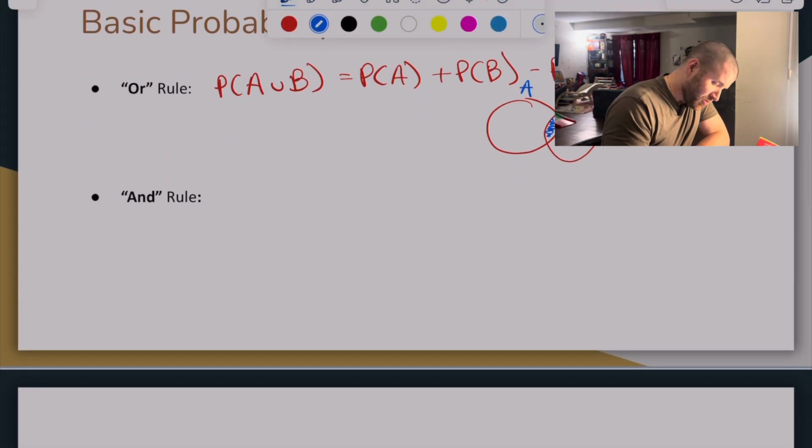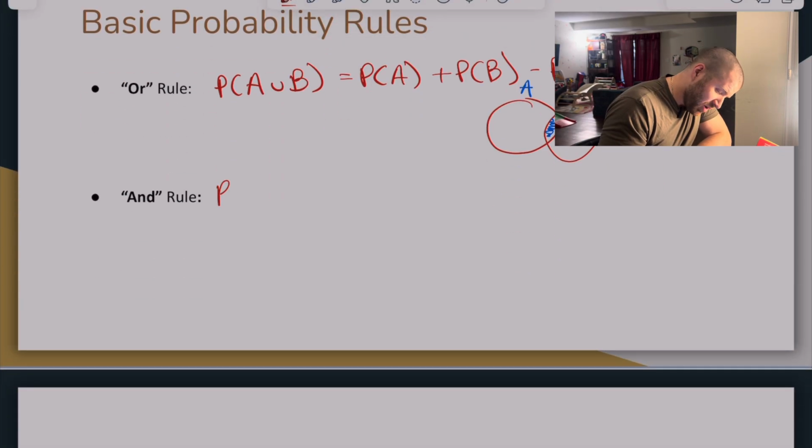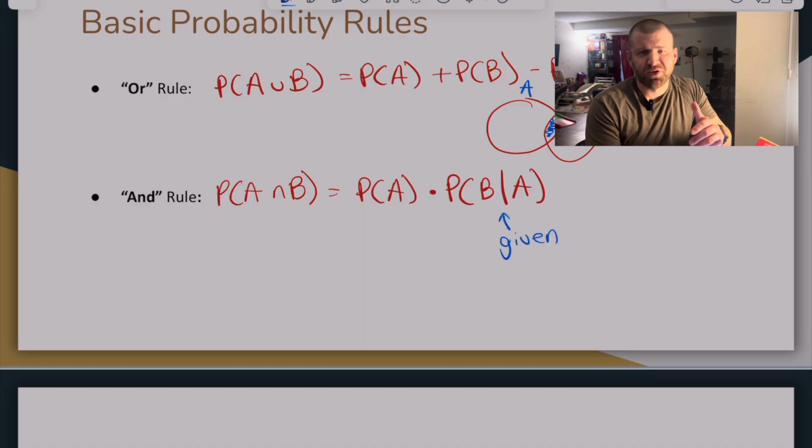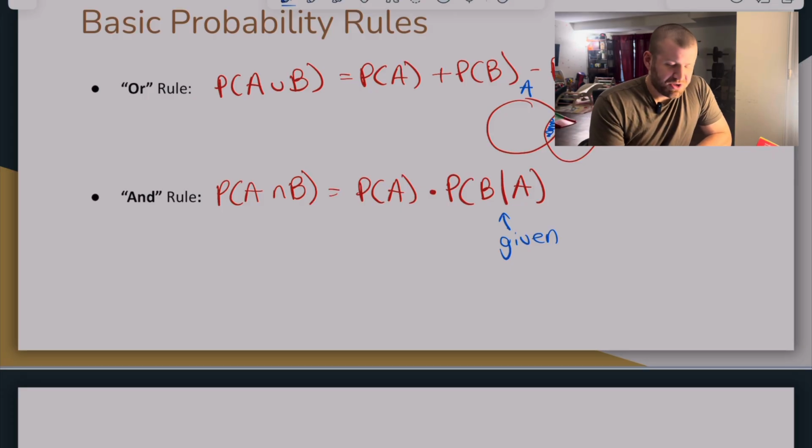Now, the AND rule for probability is the probability of A and B equals the probability of A times the probability of B given A. This vertical bar here means given, which is conditional probability, which we're going to talk about a little bit more in the next video. Essentially, all that means is the probability of B given that A has already happened. And so it's A times B knowing that A already happened.